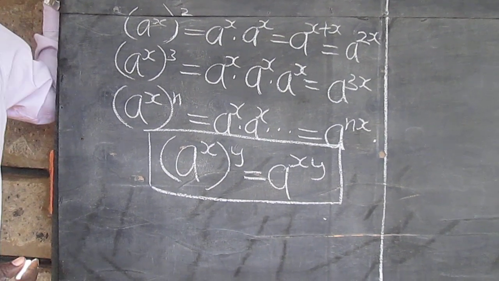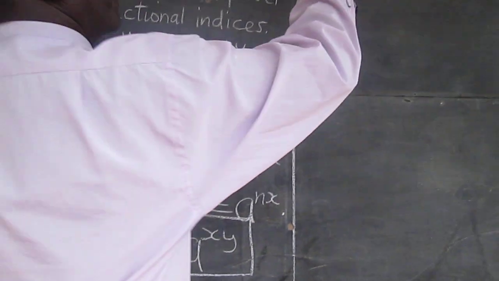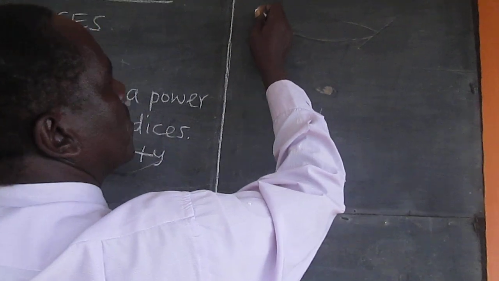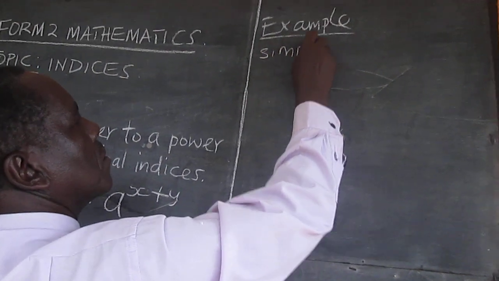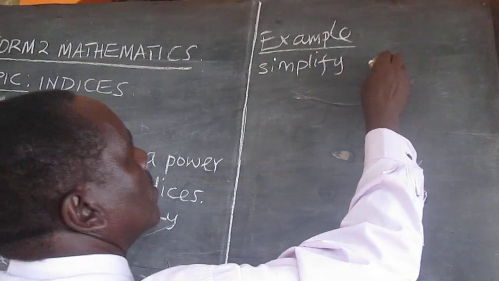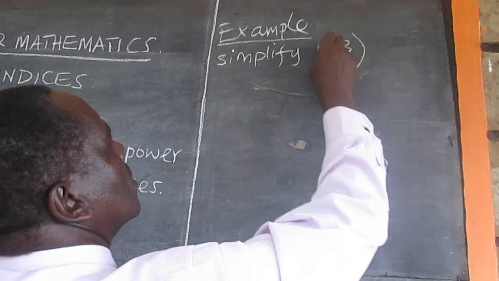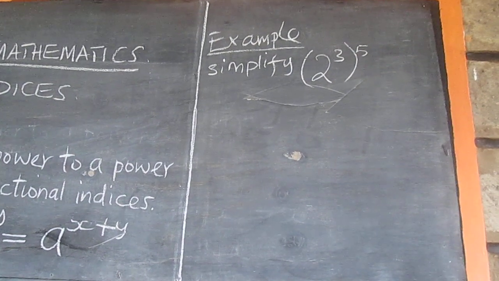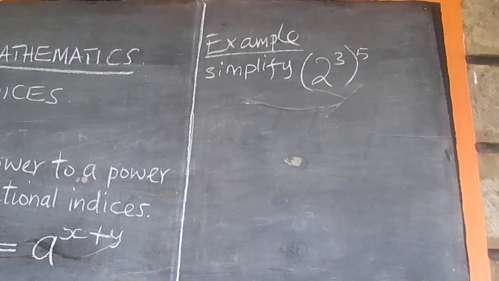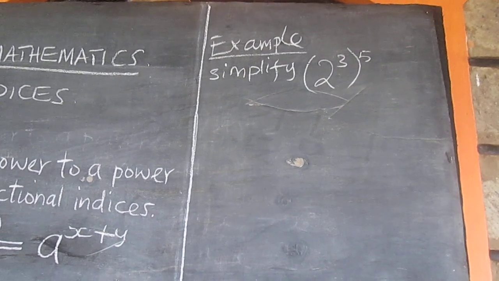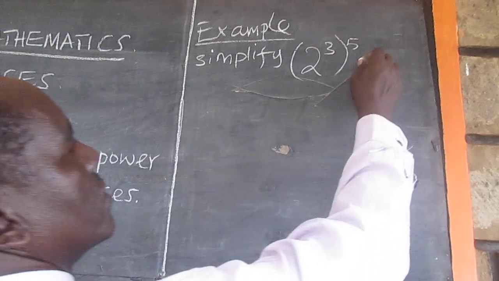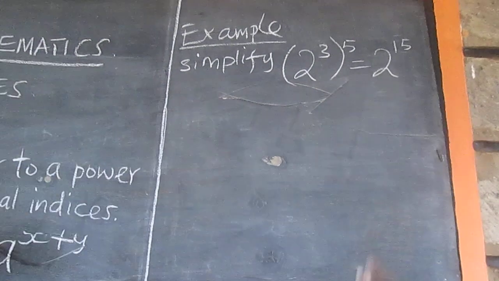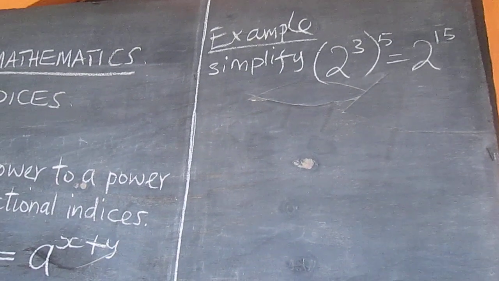what to do when we are raising a power to a power. Let's look at an example. We have been asked to simplify that, and if we follow our law, then the working is very simple. We will simply multiply 3 by 5 to get 2 raised to the power of 15.